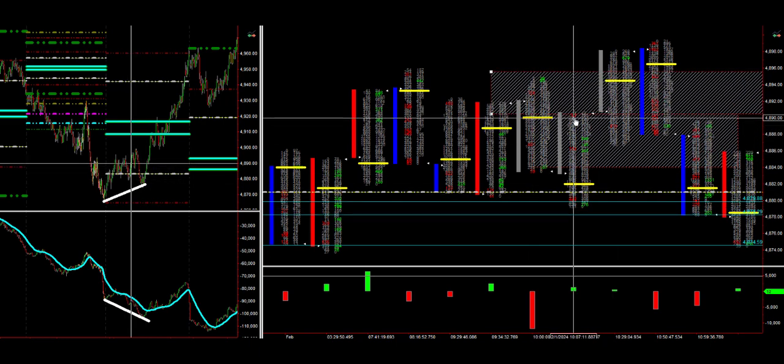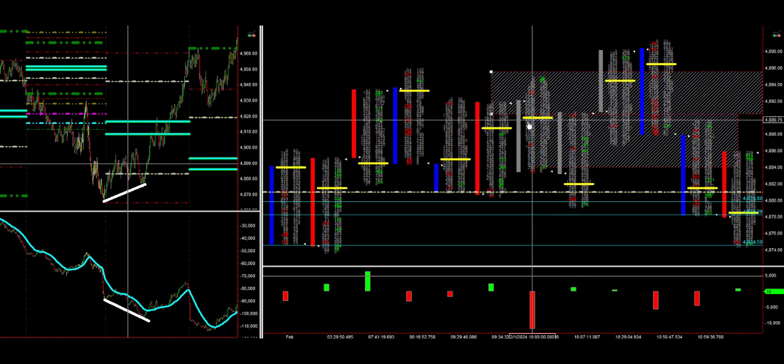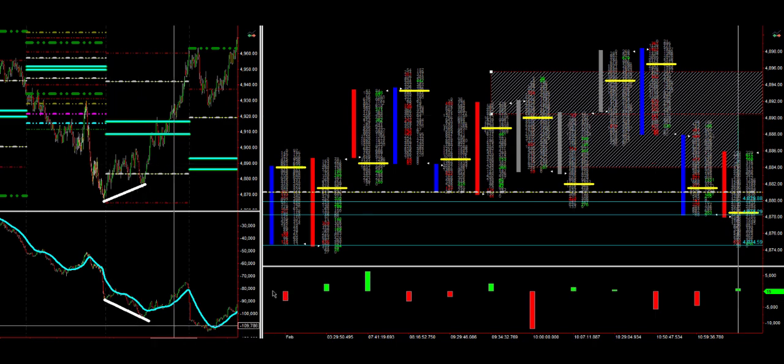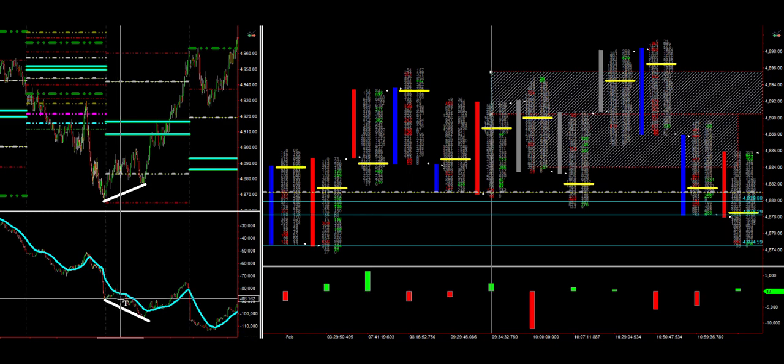Came back to retest it. This is my zone, stop loss. I can start trading here because it can go anywhere inside this zone. So my first time it comes at this point here. Now we can look at the cumulative data as well.